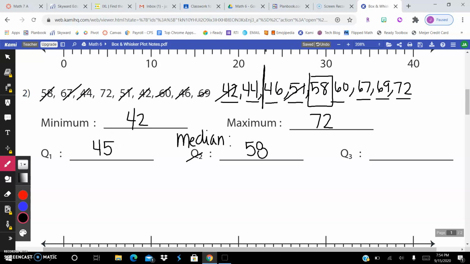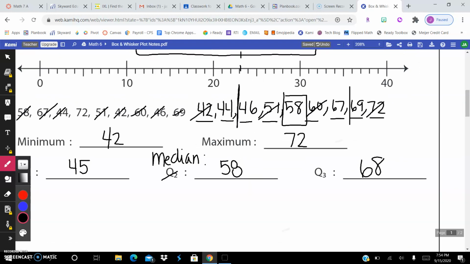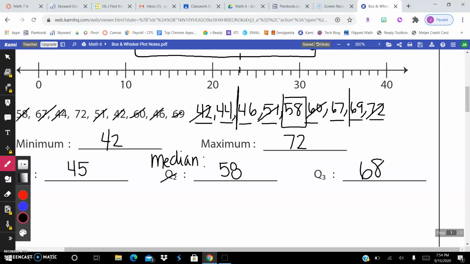Same thing at the back. Cross off one in the front, one in the back. We have right between 67 and 69, so that would be a 68. If they were farther apart and you weren't able to tell exactly what's between them, you would add them together and divide by 2.